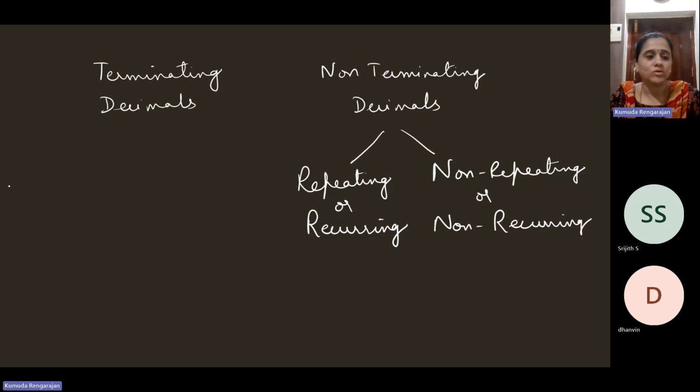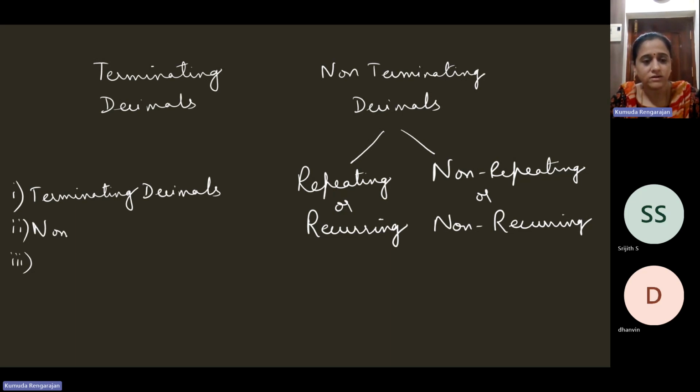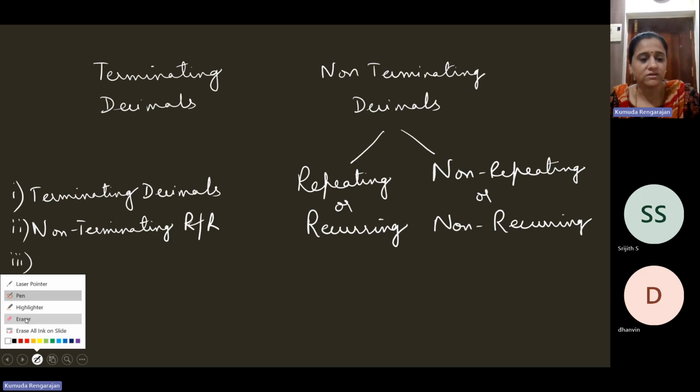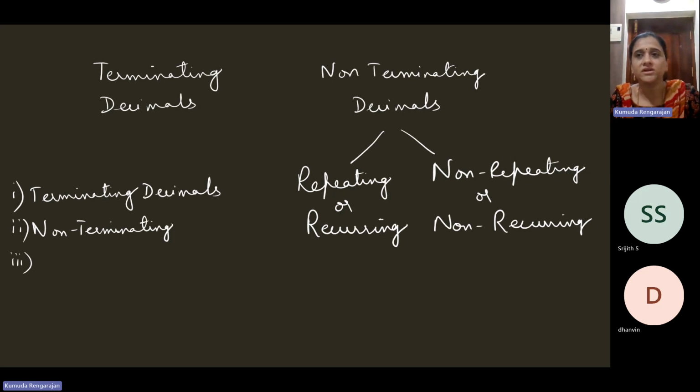Yeah. So if we have to write it as 1, 2, 3, terminating decimals, then non-terminating, repeating, or you can say recurring. Any one word you can use. Don't use both. Non-terminating, repeating, or non-terminating, recurring. Both mean the same. They're synonyms. They have the same meaning. Repeating, recurring, both have the same meaning. So you can say non-terminating, repeating decimal or non-terminating, recurring decimal.